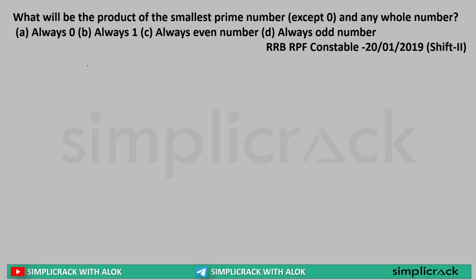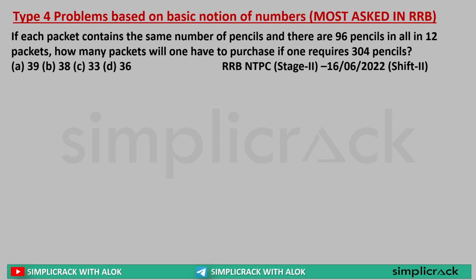Next, what will be the product of the smallest prime number and any whole number? Now understand this. What is the smallest prime number? 2. If I multiply anything with 2, because it is an even number, if I multiply any number with an even number, what will I get? I will always get an even number. You remember this thing, I hope, from elementary math class. So it will always give me an even number. Clear?